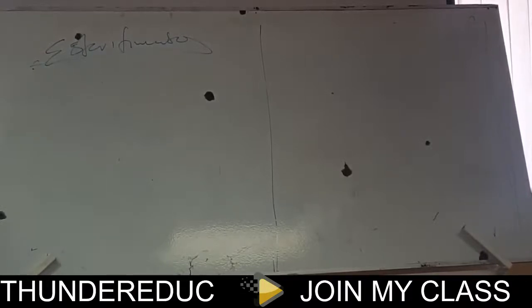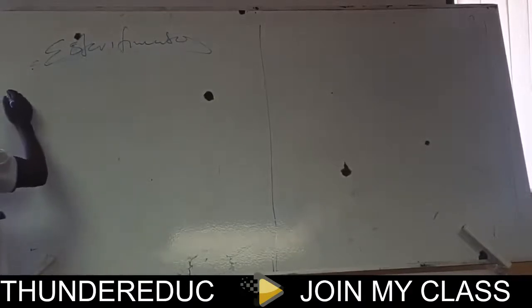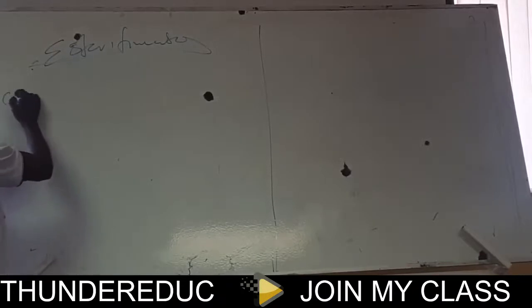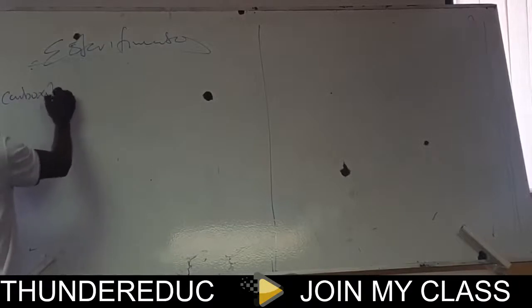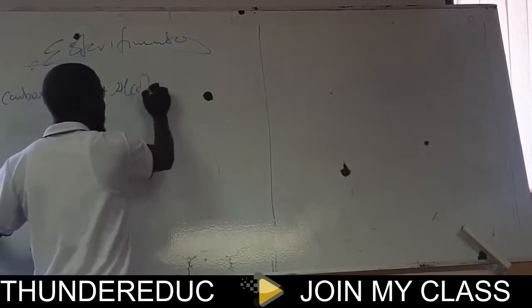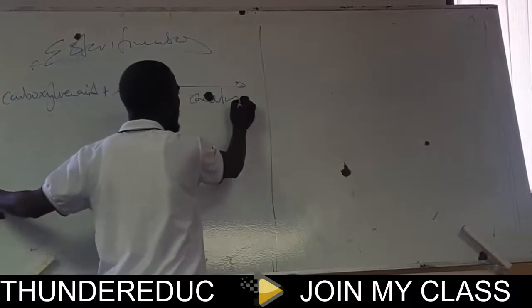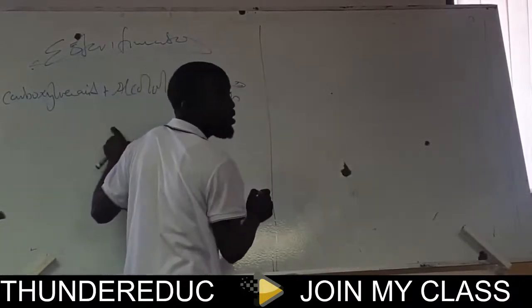Remember, we can change whatever we change, but we end up having the same product, but the product will be corresponding with the raw material. So in esterification, what do you need? Number one, I want the reagents. You need the carboxylic acid plus alcohol, giving you conditions. Conditions, it must be?